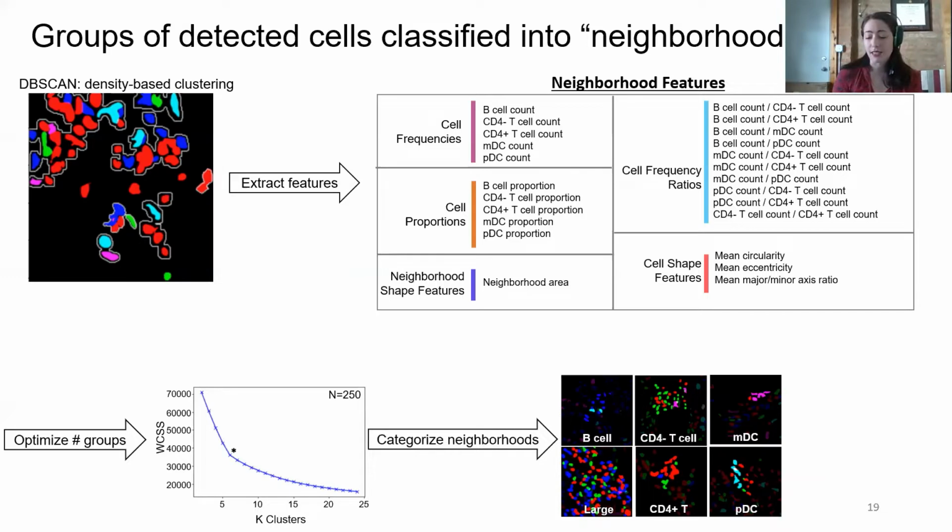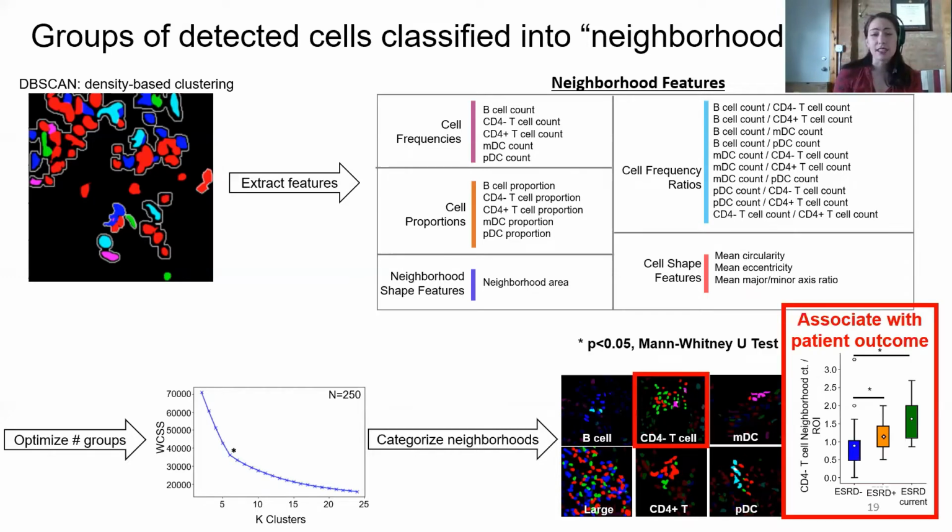specific cell classes. And what we find is that just like the density analysis, the CD4 negative T cell neighborhoods, which are found kind of within the ROI level, are associated with patient outcomes. So CD4 negative neighborhoods, the more prevalent they are within a patient, the more likely that patient is to progress to renal failure.